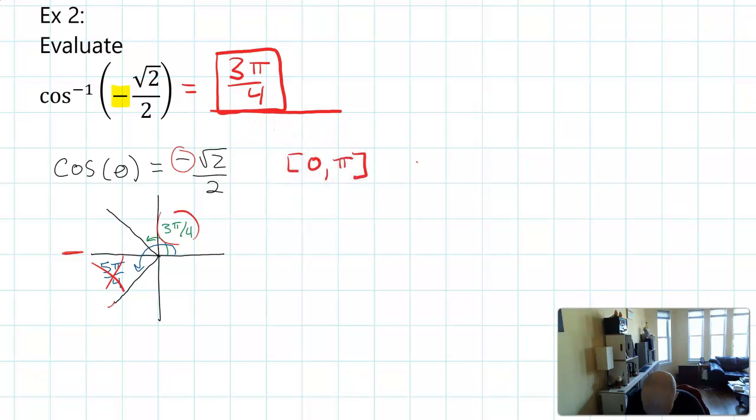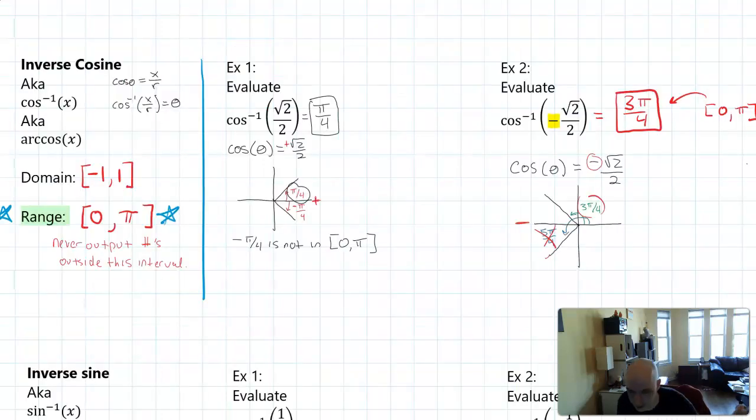It looked like a fraction for a second. It's not a fraction. The range must be between 0 and pi, which is what 3 pi over 4 is. So make sure you have this written down for inverse cosine. You have that range restriction. Its domain is important too, but more importantly is that range restriction.